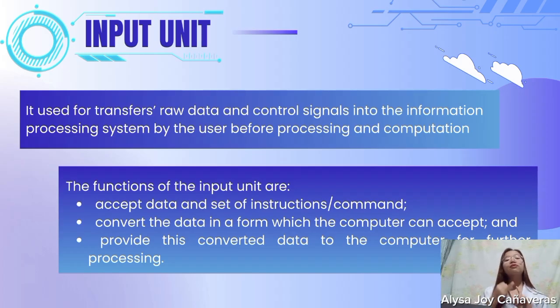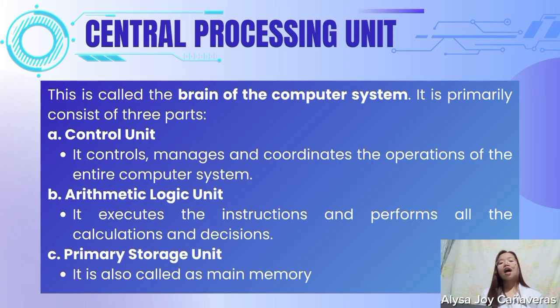So accept, convert, and provide the converted data. Next is the central processing unit. The central processing unit is called the brain of the computer system. Why is it called the brain of the computer system? Because it is responsible for processing data, for interpreting instructions from the software, and controlling all other functions within the computer. So the CPU is acting as the central command center that makes the entire system operate.